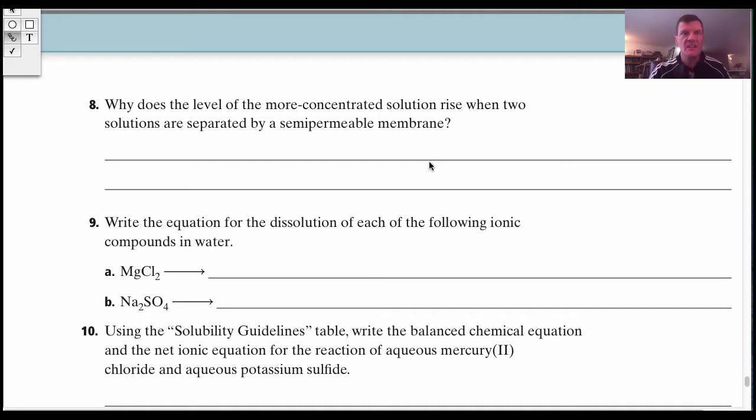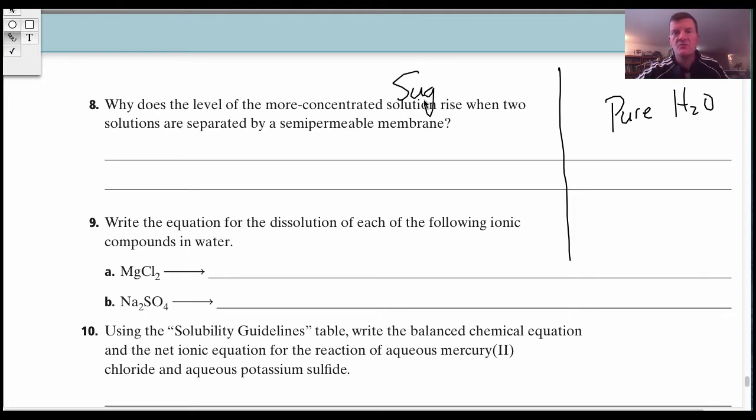Number 8, why does the level of the more concentrated solution rise when two solutions are separated by a semi-permeable membrane? All right, great question. So here is my semi-permeable membrane. Over here we've got pure water. And on this side we have a sugar solution, sugar water. All right, so over here we have pure water, H2O, H2O. But over here we have sugar, and those sugar molecules are surrounded by H2O molecules.